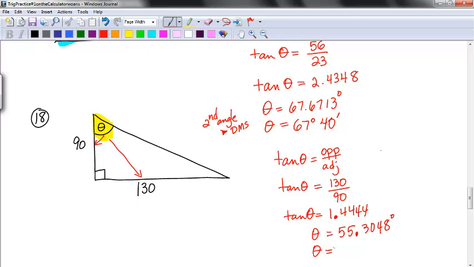Again, I've got 55 degrees, 18 minutes, 17 seconds. If this is 30 or below, you leave it. So 55 degrees, 18 minutes is our final answer.